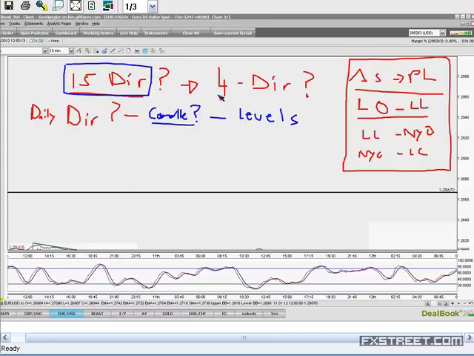Then I'll look at my different levels. Where are my significant levels of support and resistance? Now I'm trying to get a little more specific about where I'm expecting major turning points in the market, because I tend to only want to trade off turning points, not in between. Then I'll go from this daily chart back to a 4-hour.